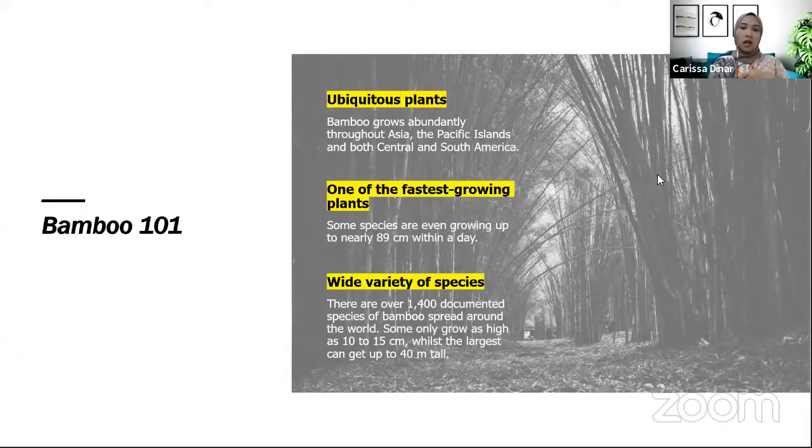Besides that, there are over 1,400 documented species of bamboo spread around the world. Some only grow as high as 10 to 15 centimeters, whilst the largest can get up to 40 meters tall. The range of species and heights makes bamboo suitable for many purposes, which is why people have been using it for centuries.